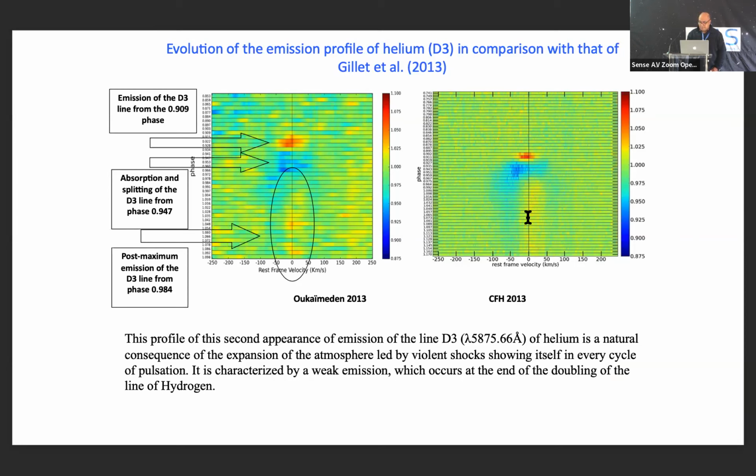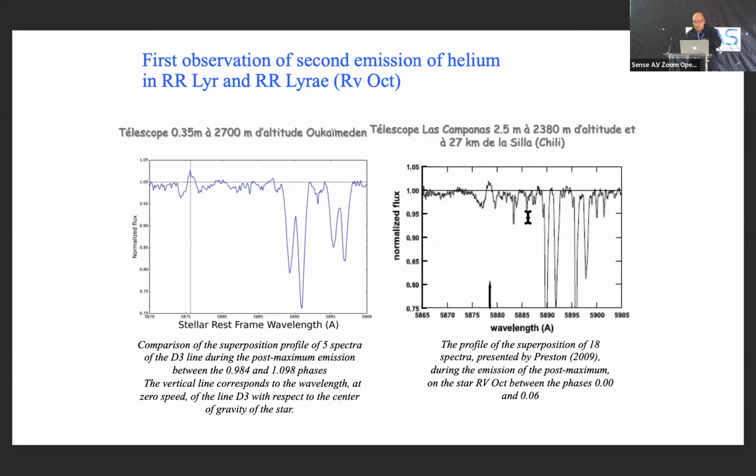So let's see the efficiency of our observation at Oukaïmeden Observatory. We compare with the result of Preston. On the left is our curve obtained at Oukaïmeden, and on the right the one obtained by Preston.